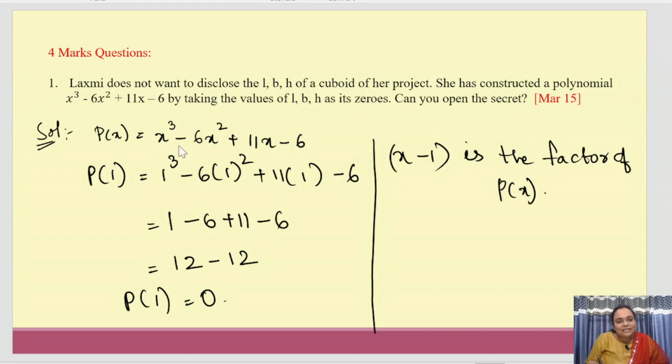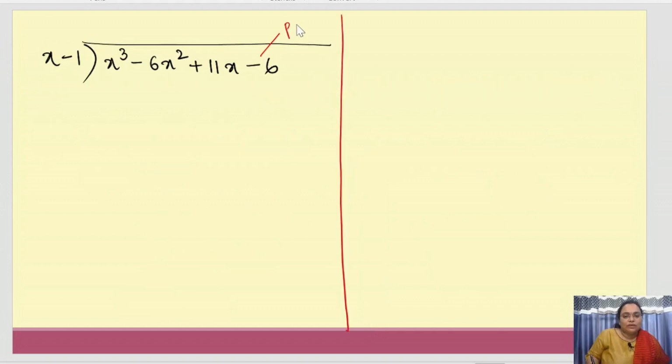See here, since this is a cubic polynomial, you will have 3 zeros, right? So you will have 3 factors. So x minus 1 is one of the factors of this cubic polynomial. So let us divide this P of x by x minus 1 and find the remaining 2 factors. So let us take this as P of x and let us take x minus 1 as g of x. Okay, so we are dividing P of x by g of x.